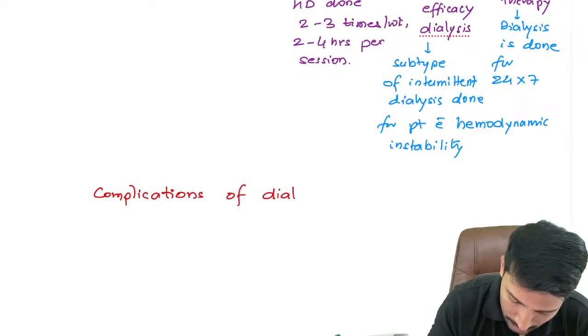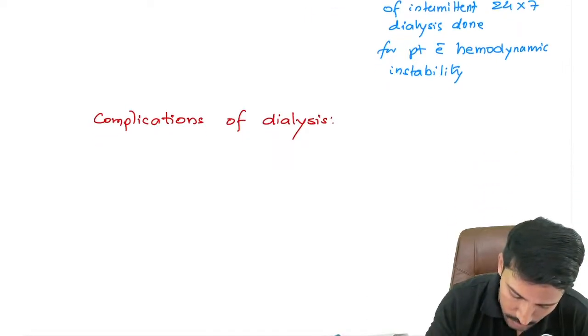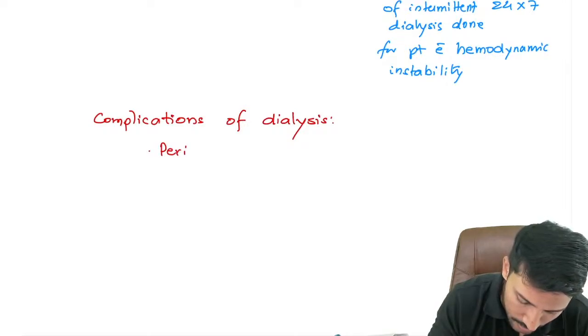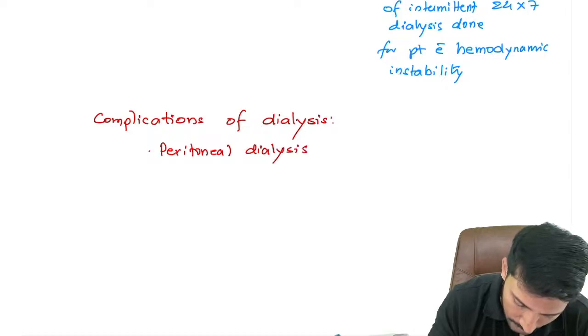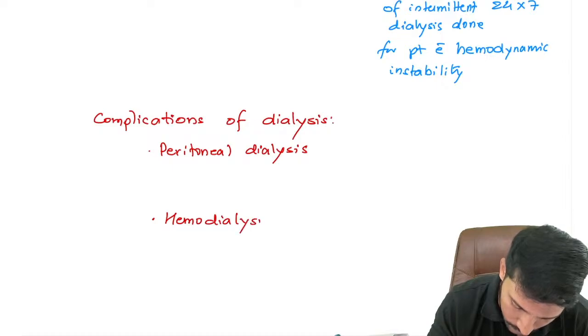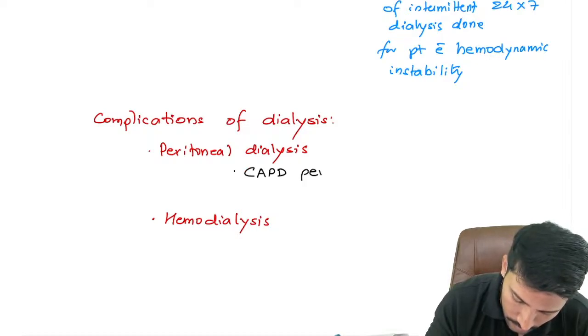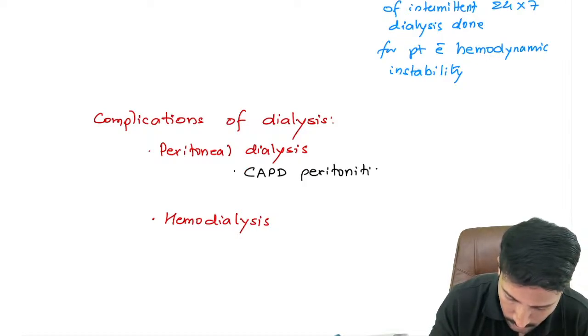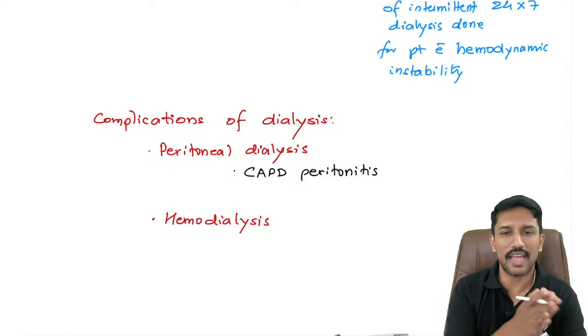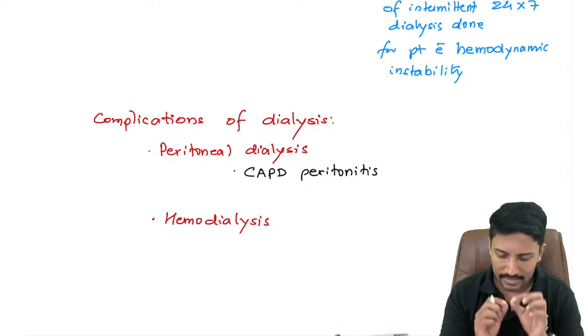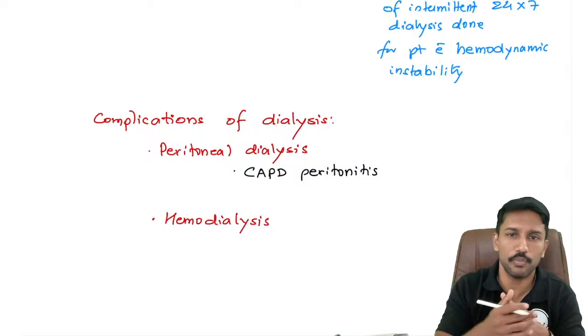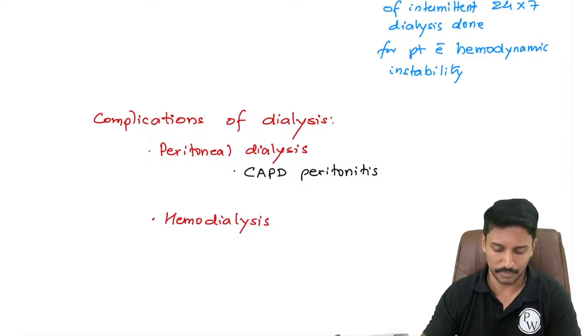Complications of dialysis. Under the complications, first we will talk about peritoneal dialysis, and then we will talk about hemodialysis. The main complication of peritoneal dialysis is something called CAPD peritonitis. What is it? CAPD refers to continuous ambulatory peritoneal dialysis, and the dialysis catheter gets infected and the infection can get into your peritoneum. Of course, a very major concern.